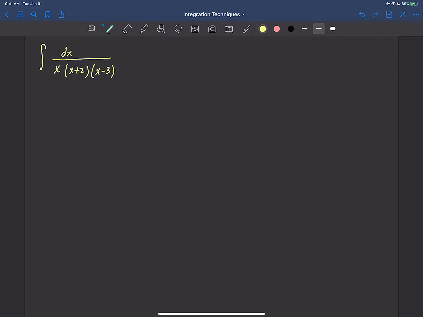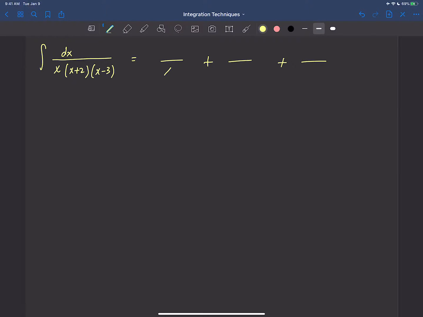The first factor being x, right? Second factor being x plus 2, and then x minus 3. So now what you see here are all the factors that are linear. So how many are there will determine how many terms you'll have, first of all, right? So you're going to have 3 of them, and then you're going to add them up, right? That's the default. So you're going to add up 3 terms.